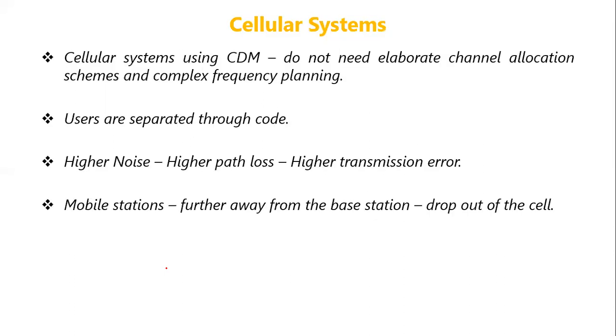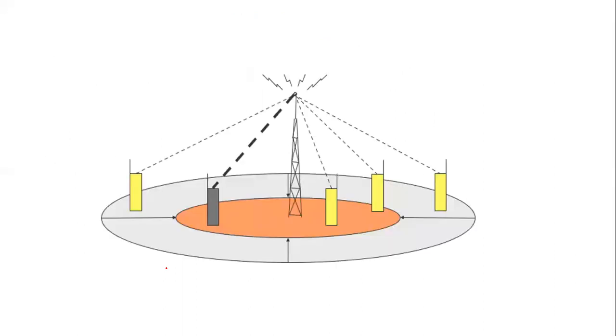And also, the mobile phones that are further away from the base stations naturally drop out of the cell. That is shown by this diagram. Here you can observe a base station, and there are many mobile phones connected with it, and this is the transmission range. In this range the signal is received in a very good way, but in the outer range it is a little weak.